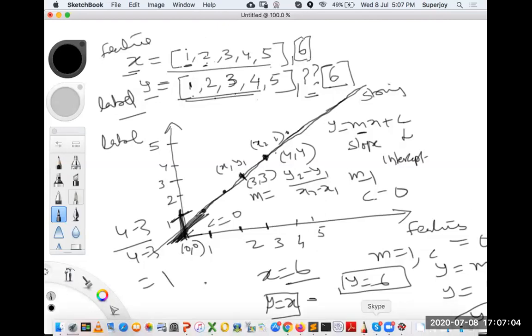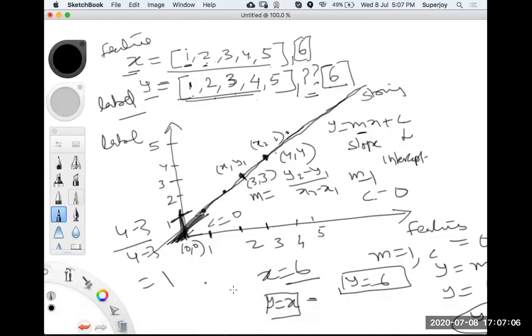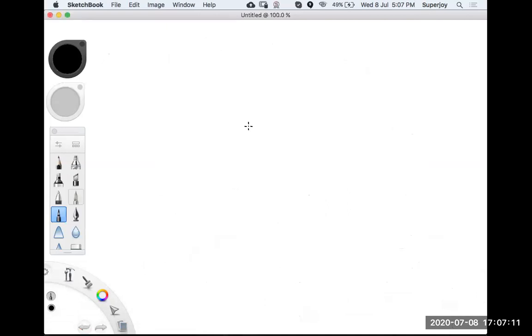Now see, guys, in the previous example, I took X as this and Y as this. And I was able to draw the straight line, because by just connecting all the points, I was able to draw the line.